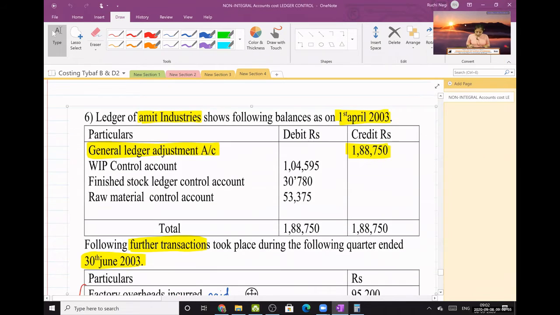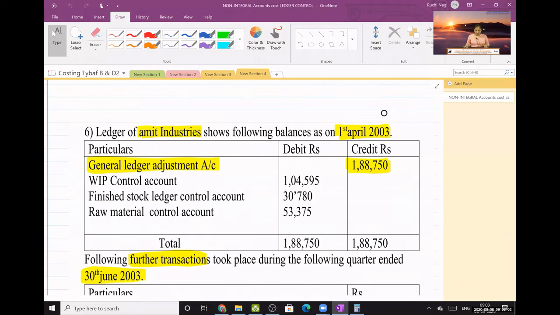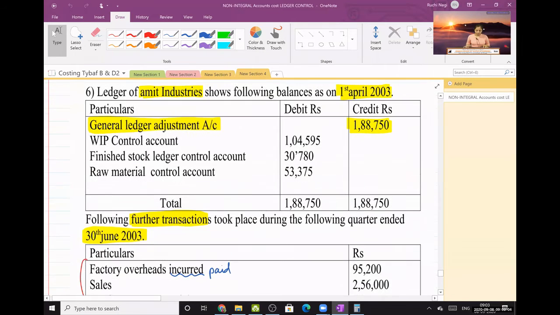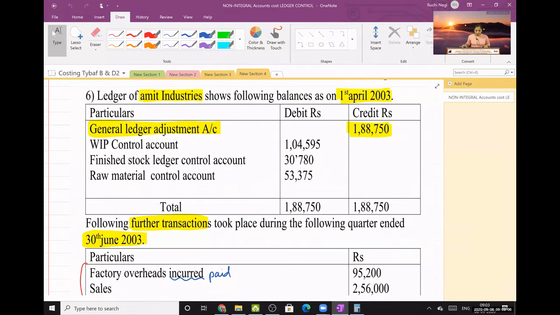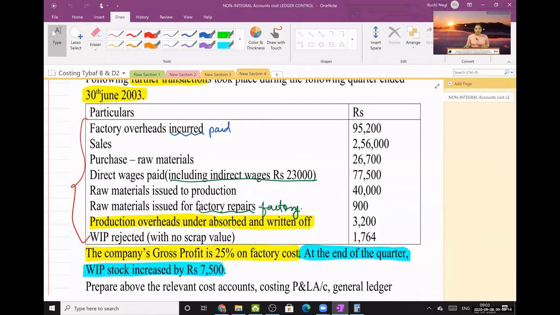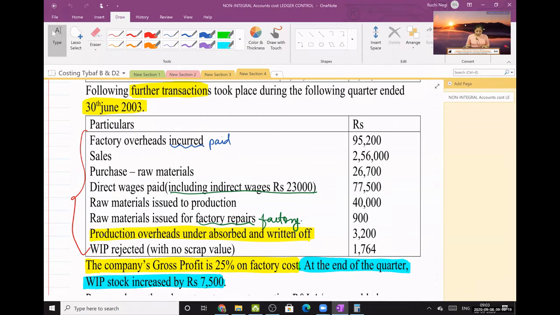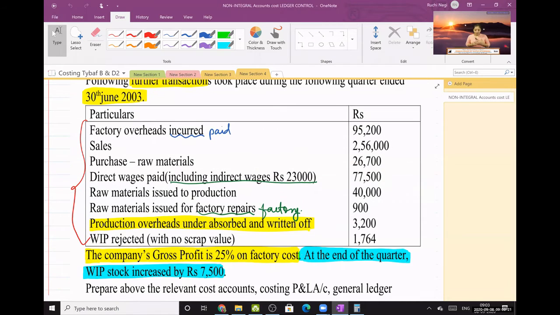So last lecture we did this, right? Question number 6, with industries. This was the opening balance sheet. GLA is given, so we are able to identify it's a non-integral question. Next, this was the journal entries, I mean, transactions during the year. Factory overheads incurred. Incurred is paid.